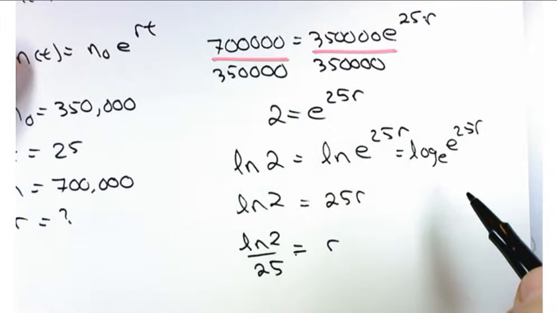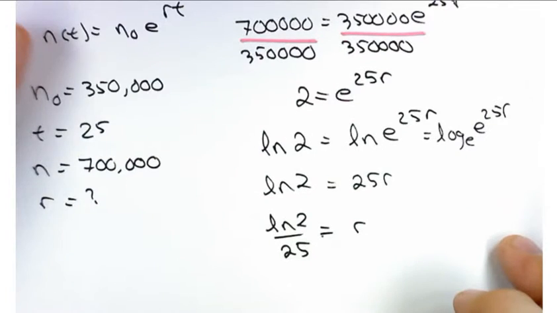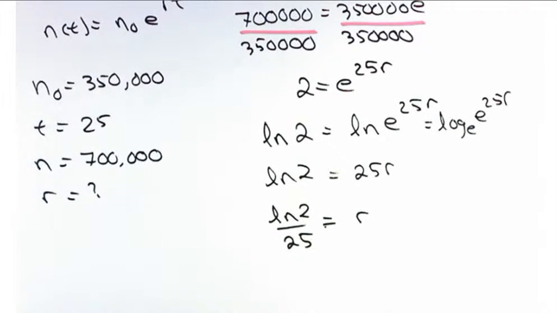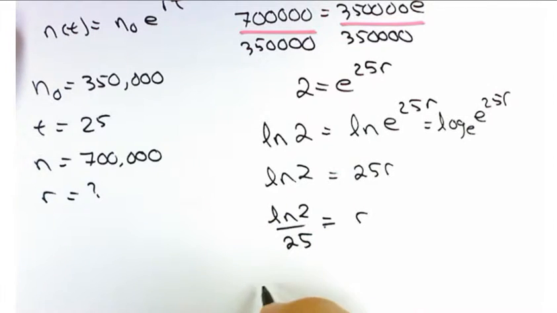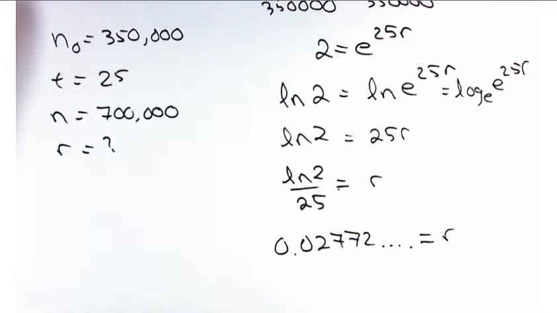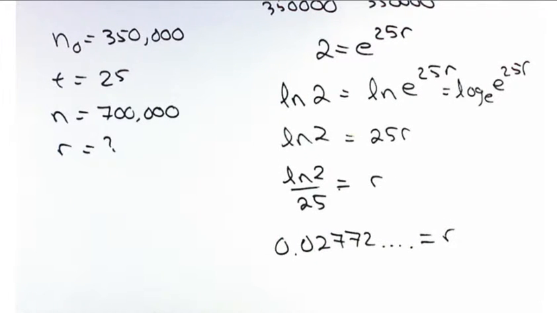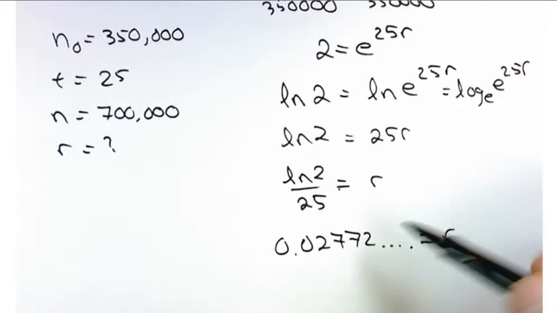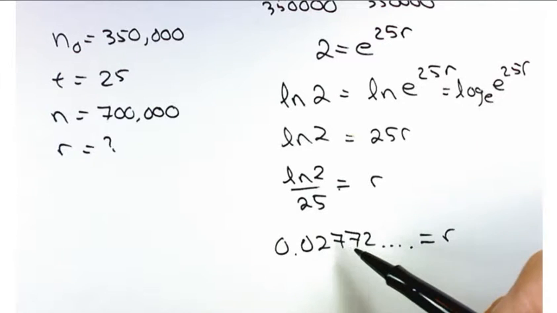Now, ln of 2 divided by 25 is roughly 0.027, so about 0.0277, etc. And that's R. So that's your relative percent growth rate. On average, this population is growing a little bit less than 3% per year, about 2.8%, roughly.